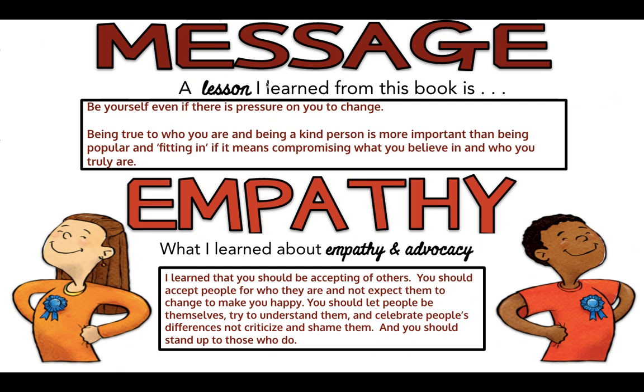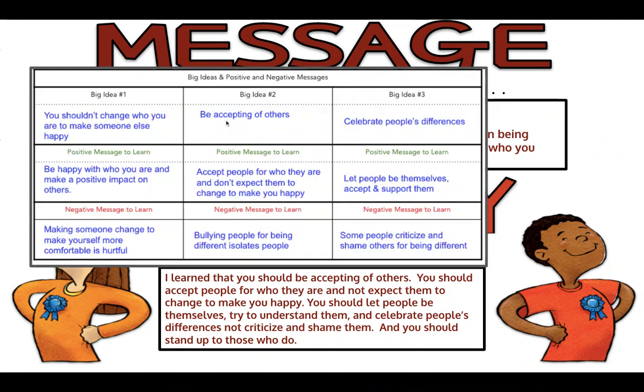And then finally, the message learned. So, a lesson you learned from the book, and then what you learn about empathy and advocacy. Again, you're taking the ideas, the overall message from finishing the book. What are you left with? Is it positive? Is it negative? And then turning that into sentences. And then you're using this big ideas and positive and negative message section there.